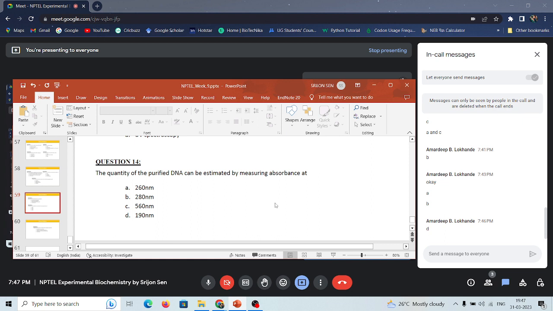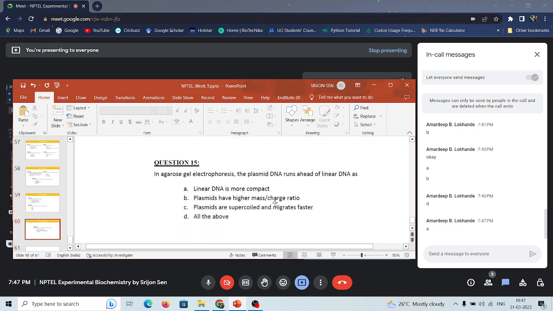The next question, the quantity of the purified DNA can be estimated by measuring the absorbance at. Yes, 260 nanometer. We check at 260 nanometer for the nucleic acids and 280 nanometer for the proteins. So that is correct. These are easy questions.